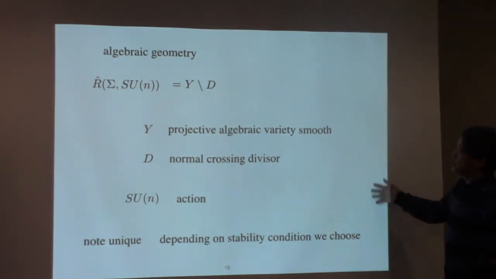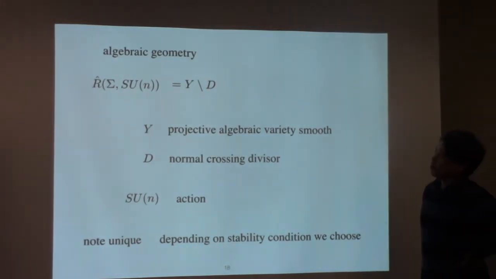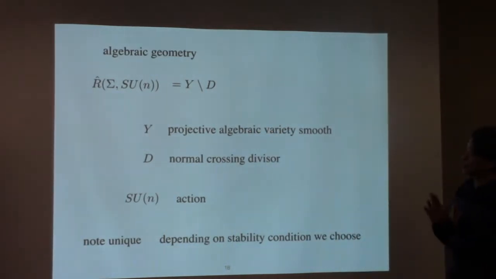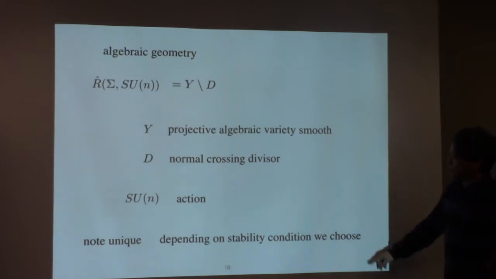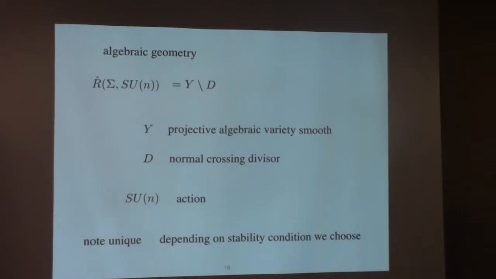This is just a review. In algebraic geometry, your moduli space is written as the complement of a normal crossing divisor in a smooth projective algebraic variety. And this compactification is not unique.